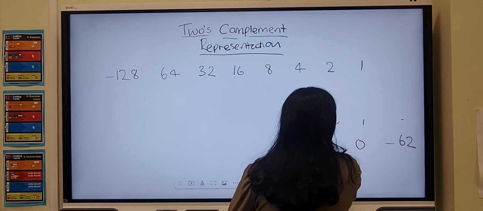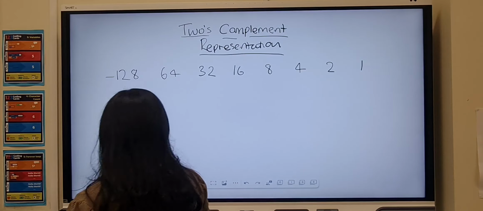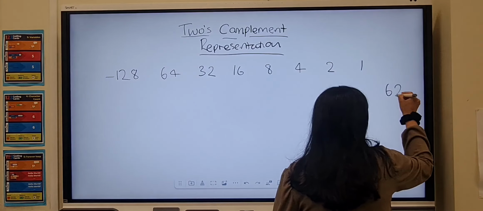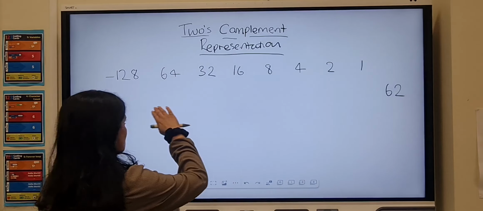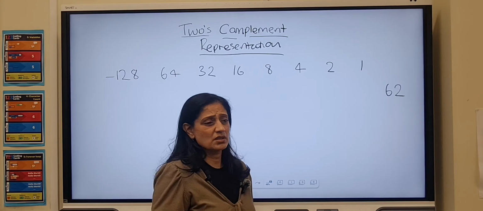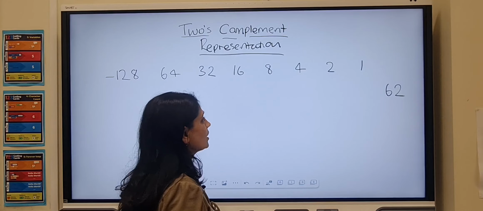So let's have a look. All right, so we're going to start with 62. Now, the first thing I'm going to say is that you're never going to be representing positive numbers in 2's complement. I've not seen that so far.